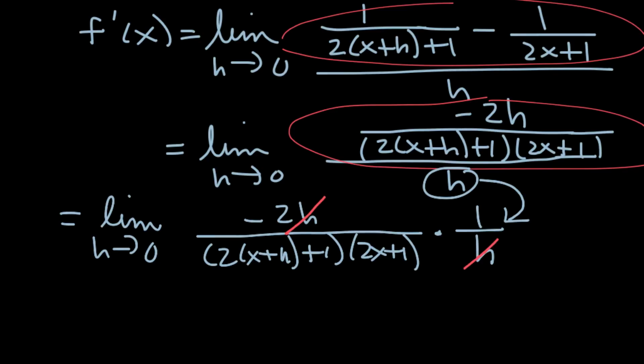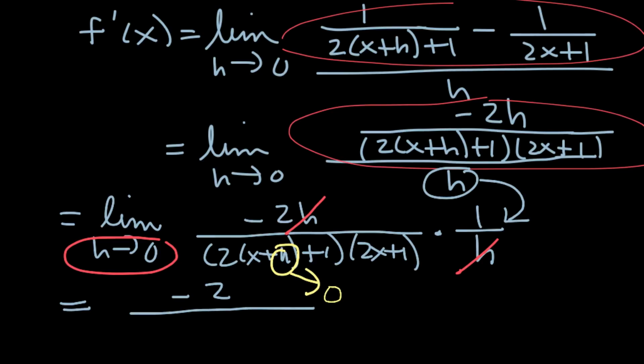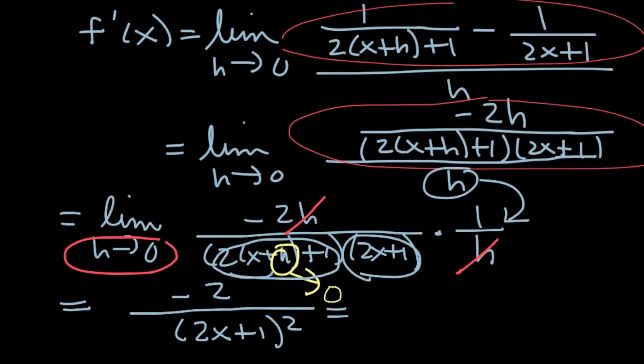Well, we can cancel the h's. Now we let h go to 0, and what happens? Well, this h is going to go to 0. And are there any other h's left? No, there are not. So we get the final answer. We can now take the limit, and we get minus 2, that's all that's left in the numerator, over, here we have 2x plus 1 and 2x plus 1, so we get 2x plus 1 quantity squared, and that is the derivative of our original function.